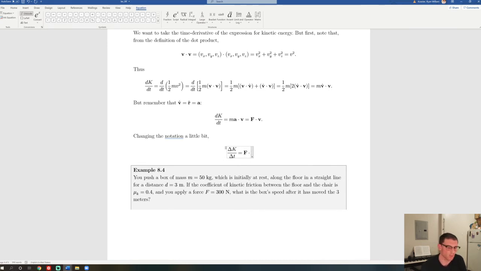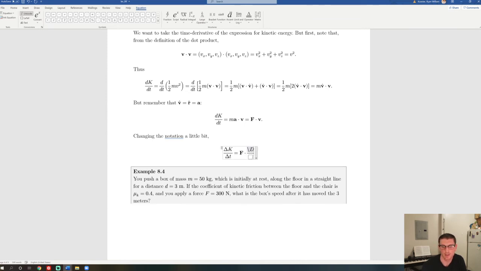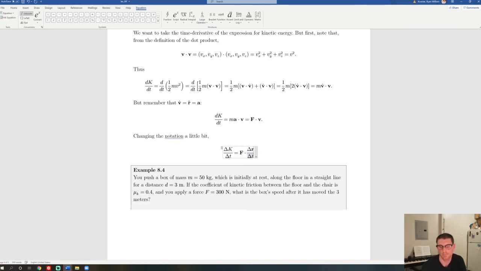And we can write the velocity as the change in the position vector over the change in time. And we find that the change in kinetic energy is given by F dot r.